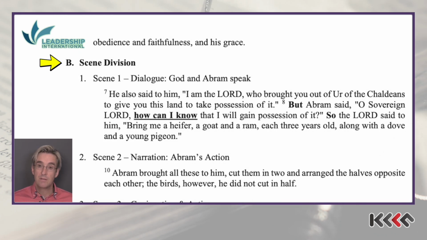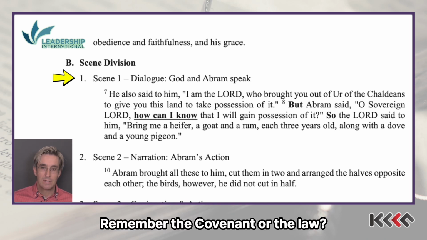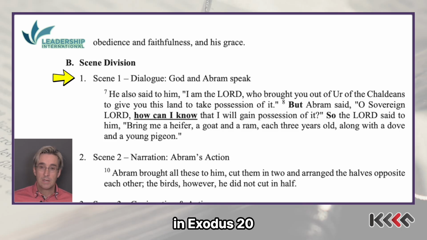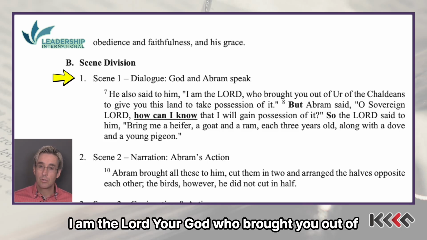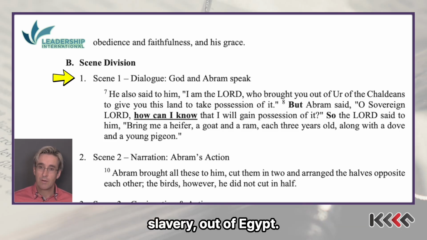So let us look at the division of the scenes. The first scene is the dialogue between God and Abram. Verse 7, so he said to him, I am the Lord who brought you out of Ur of the Chaldeans to give you the land to take possession of it. Remember the covenant or the law in Exodus 20. I am the Lord your God who brought you out of slavery, out of Egypt.